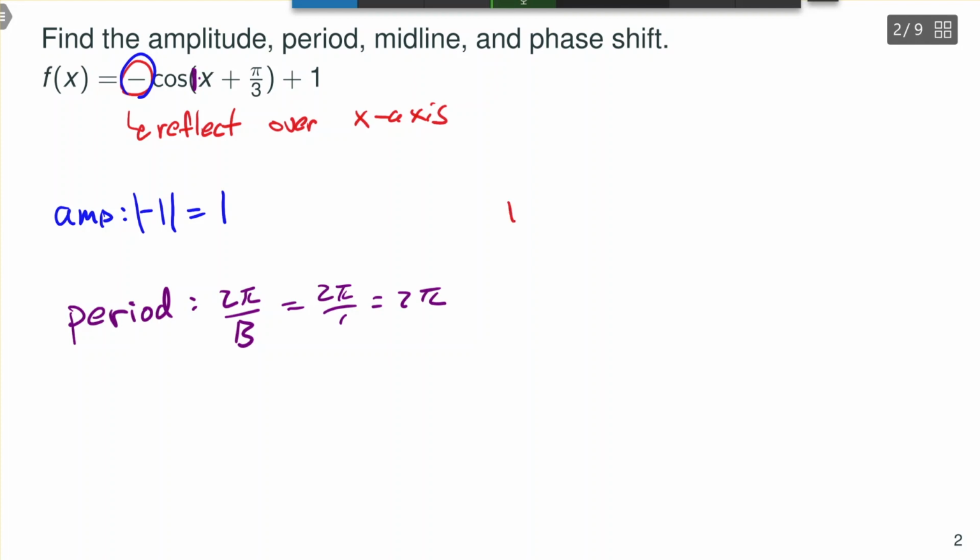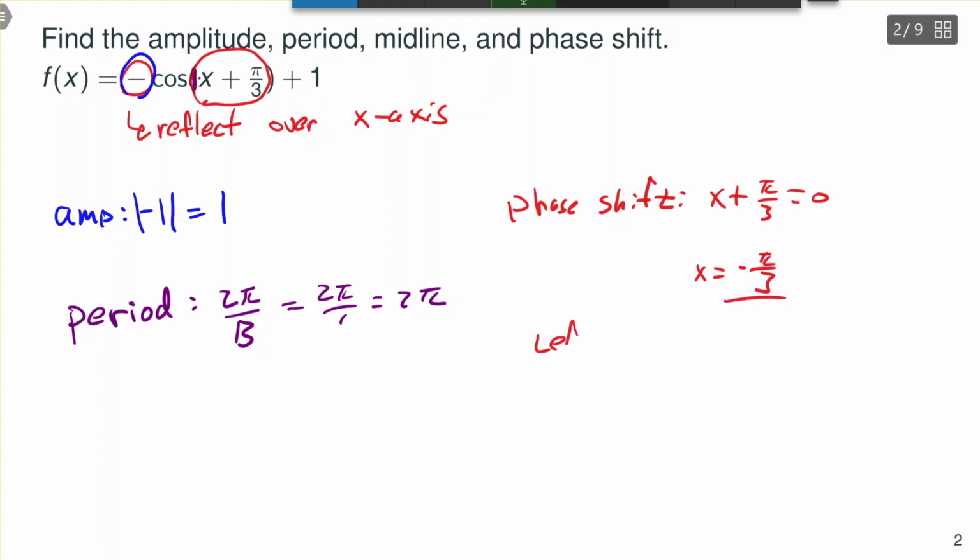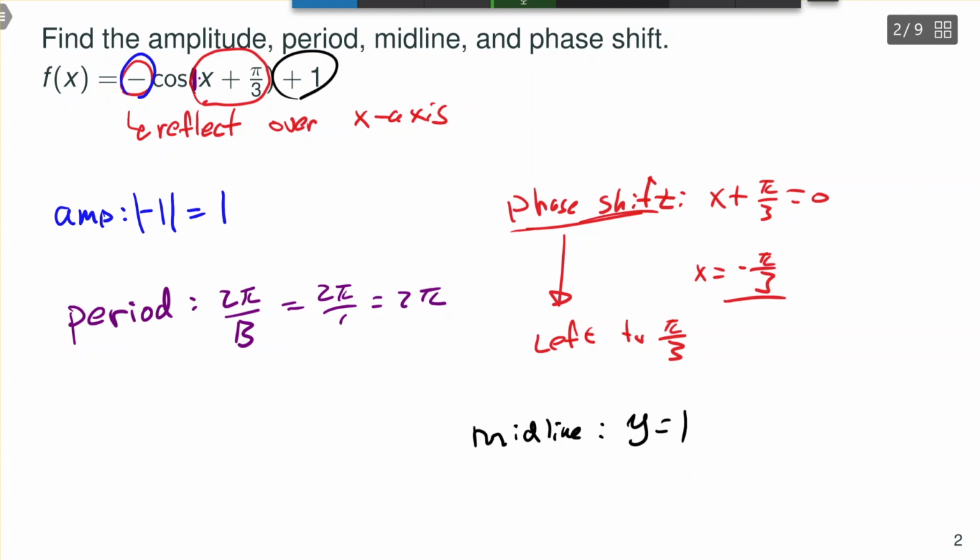Let's find phase shift. For phase shift, I think a convenient way to think about it is what x value makes the argument inside of this cosine 0. So you can think of it as solving x plus pi over 3 equals 0 for x. In this case, x is negative pi over 3. Since we got negative pi over 3, the phase shift is left pi over 3 radians. Lastly, the midline is just this one, positive. So the midline is y equals 1.